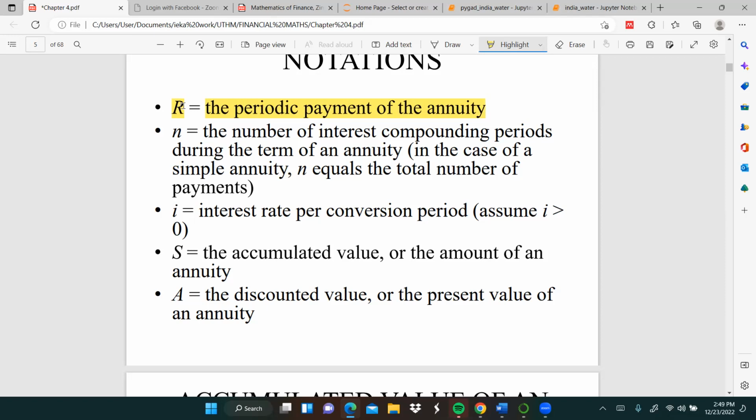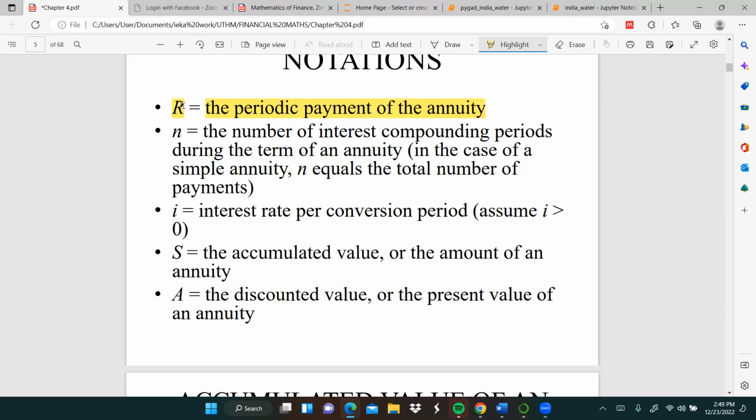And then we have I, interest rate per conversion period. Assume I is always greater than 0. Okay, so ingat balik macam mana nak cari I. Kalau dia beritahu rate interest dia adalah 7% per month, compounded monthly. Then a year we have 12 months, so we need to divide by 12, then we get the value of I.